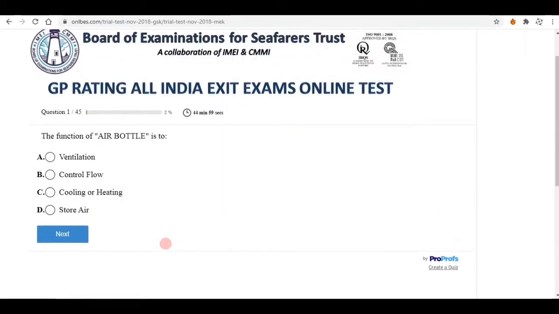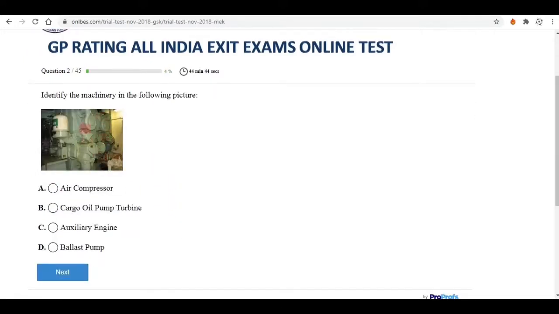So the first question in MEK is: the function of an air bottle is, everyone knows, it's a very easy answer, to store air. The function of an air bottle is to store the compressed air. Okay, then next, what is this machinery called? Identify the machinery in the following picture. So you have to identify this machinery, what it is called.